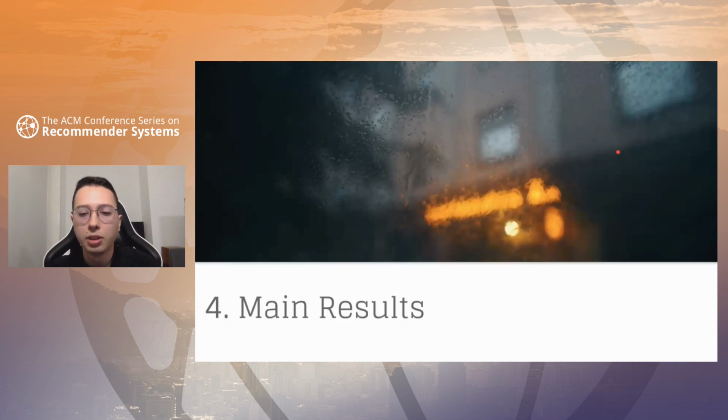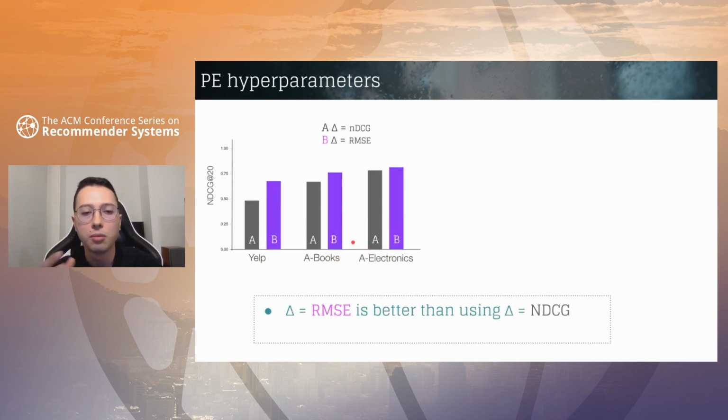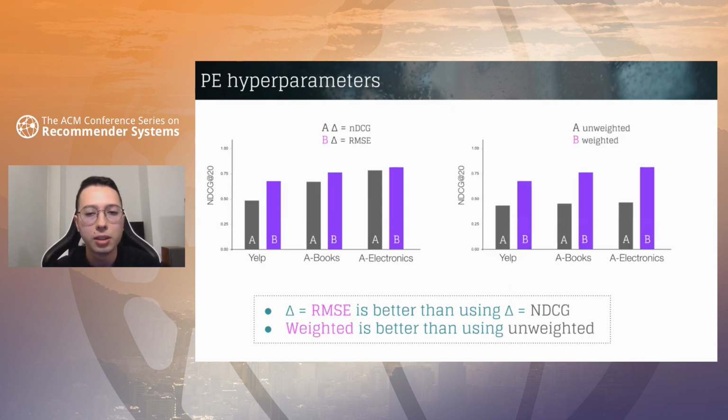Before I dive into the main comparison, I will talk about some hyperparameters and their results when we change them. If you use NDCG as the evaluation metric for the performance estimates, we see here the final performance of the ensemble on different data sets. And we see that if we use a root mean squared error or other functions that are not based on the list, we have better effectiveness when using the performance estimates. This is one of the hyperparameters, let's say, of the performance estimate.